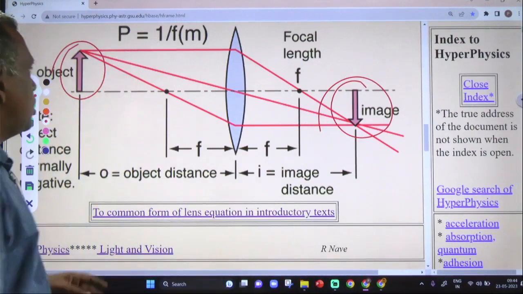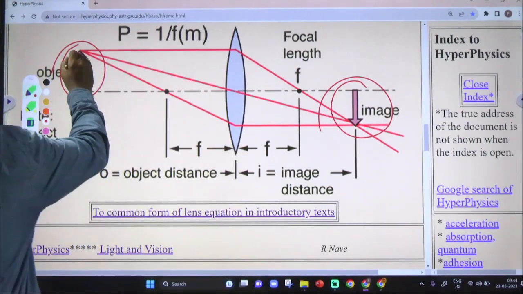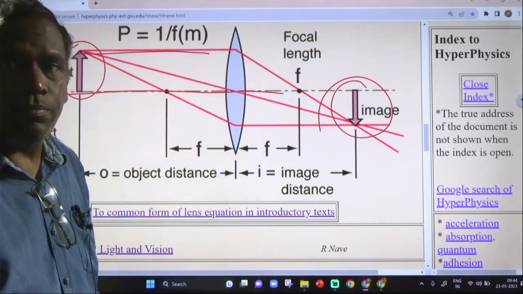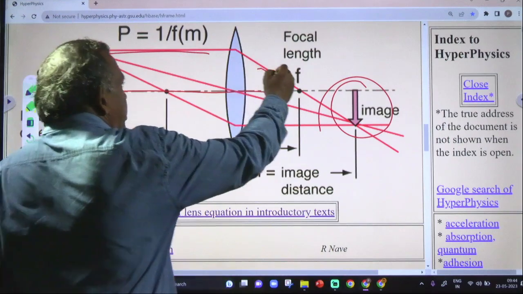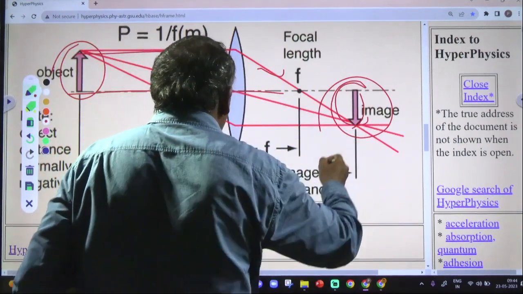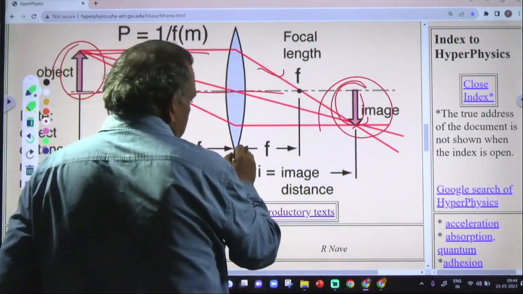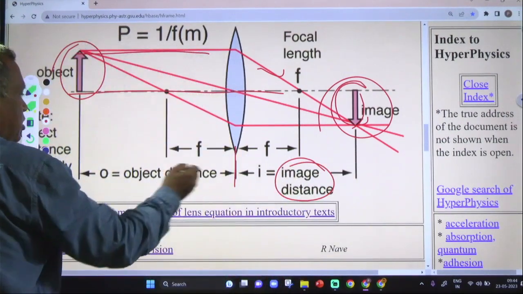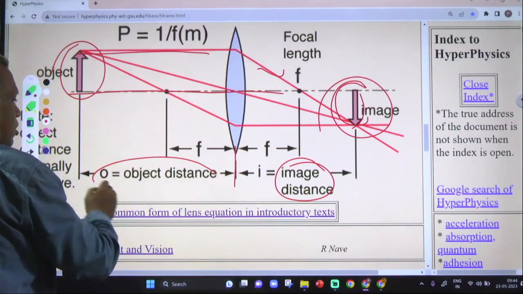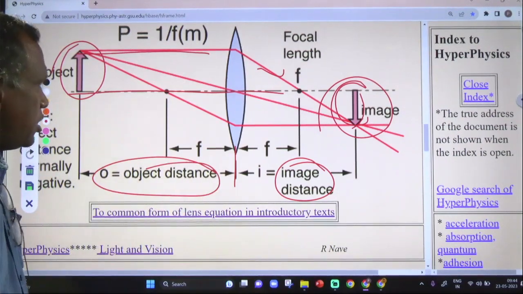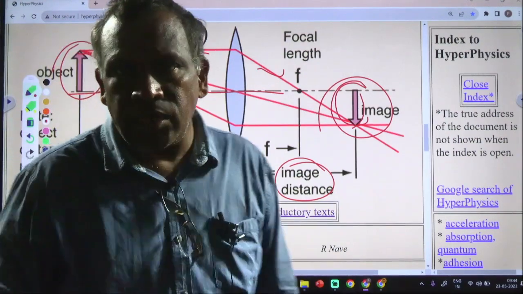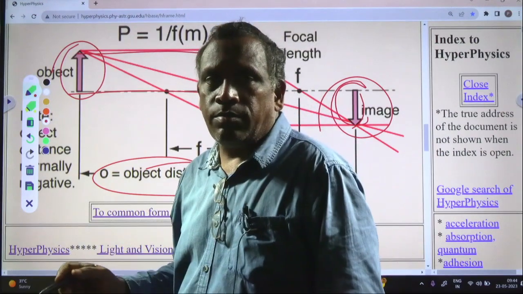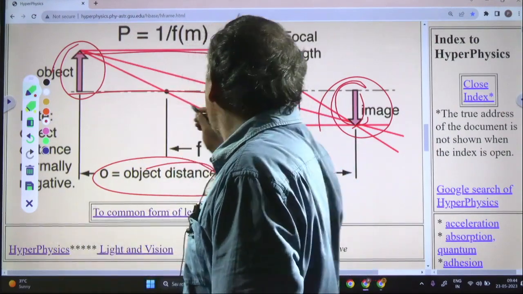The rays which are parallel to the principal axis, or passing through the optic center, are going to bend like this and the image is going to be formed here. The distance from the lens to the image is called the image distance. The distance between the object and the lens is called the object distance. There are two focal points, one on the left and another on the right.